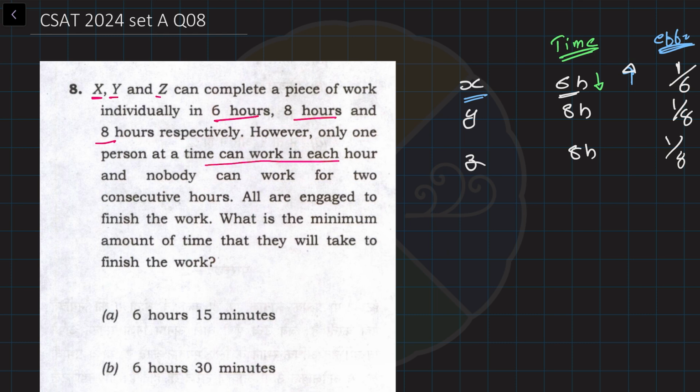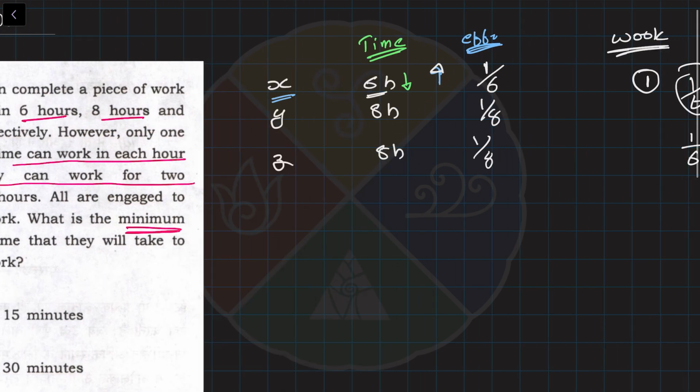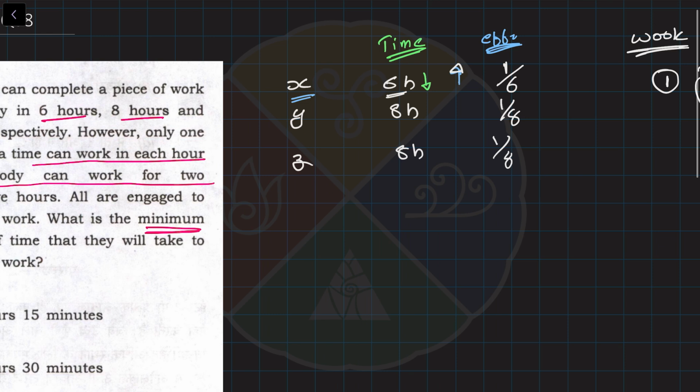However, only one person at a time can do a work in each hour. In each hour, only one person can work. Nobody can work for 2 continuous hours. All are engaged to finish the work. What is the minimum amount of time that is required to finish the work? So even they want to finish the work in the minimum time. If you want the work to be finished in the minimum time, the person with highest efficiency, that means X, his 1 by 6 is much bigger than these two values. So the person with highest efficiency should work more.